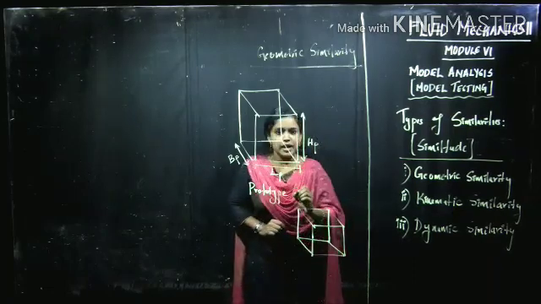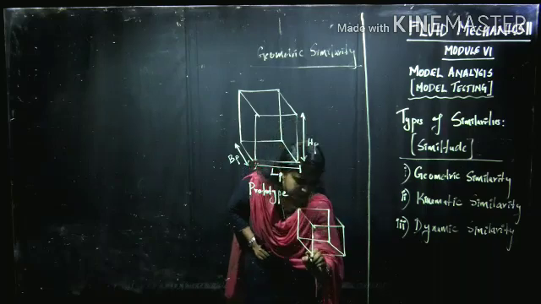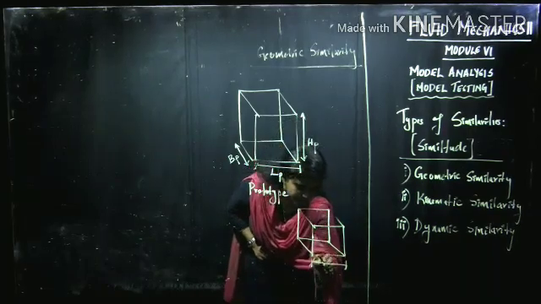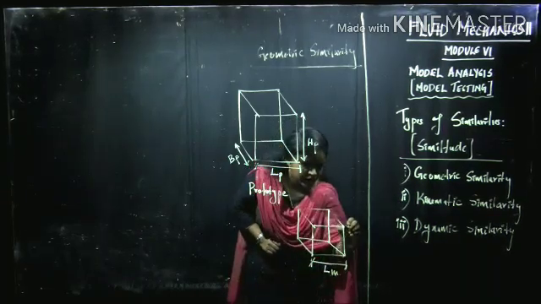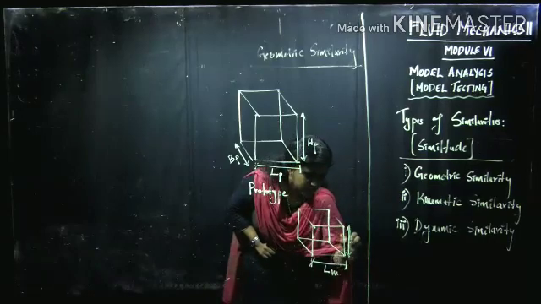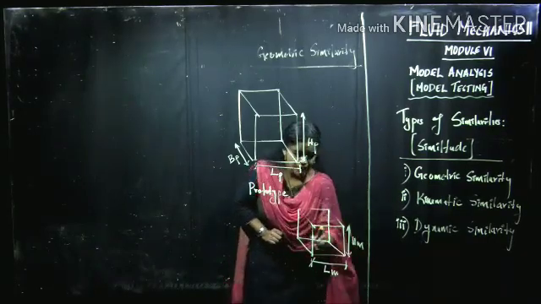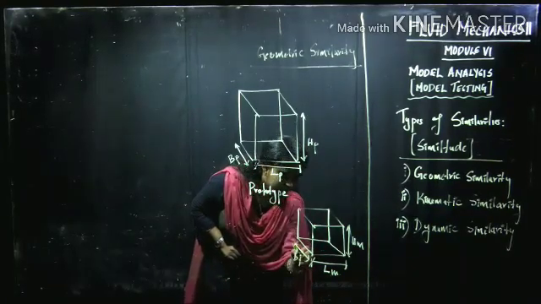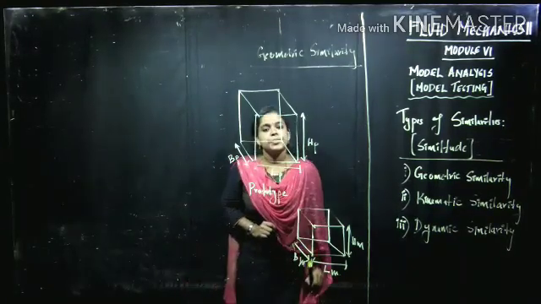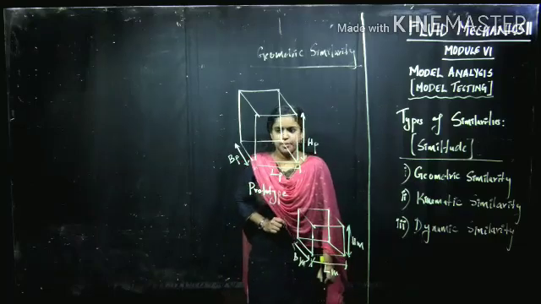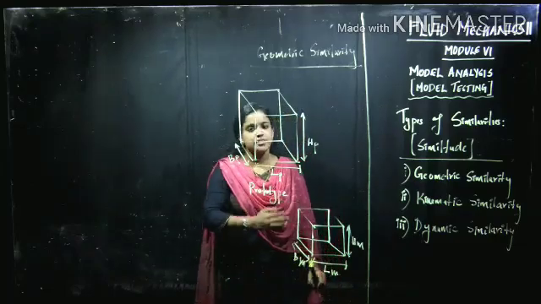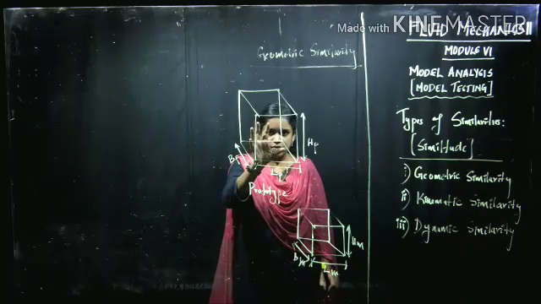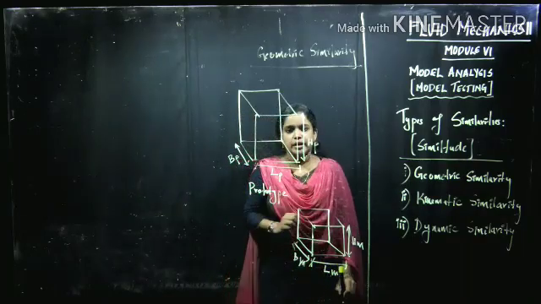Since it is a model, I am dimensioning in this way. That is, let LM be the length of the model, HM be the height of the model, and BM be the breadth of the model. P stands for prototype and M stands for model. So this is our prototype and this is our model.